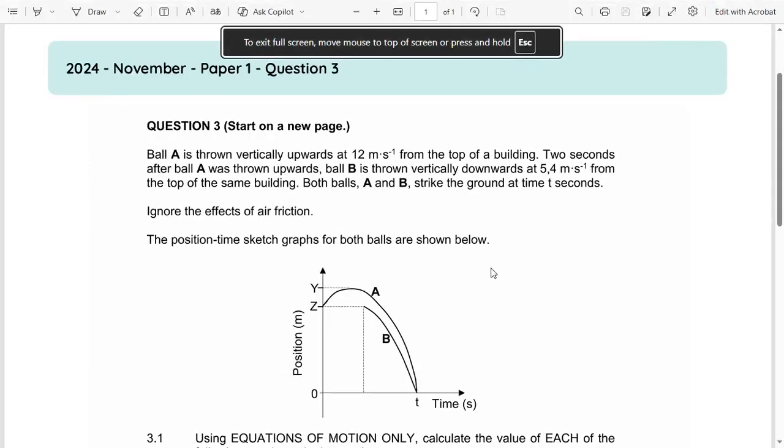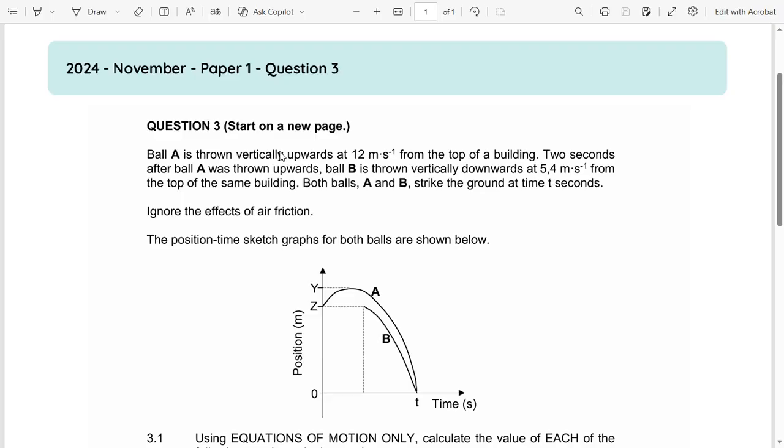Okay, so now let's look at this one. This is question 3 from the 2024 November paper 1. This is vertical projectile motion, one of the easiest questions, of course, if you understand the statement, right? So look at what is going on here.